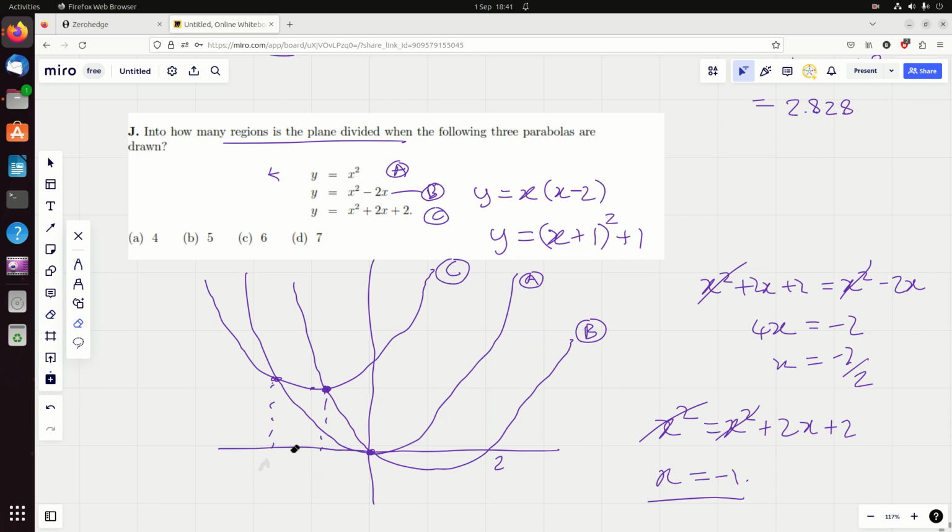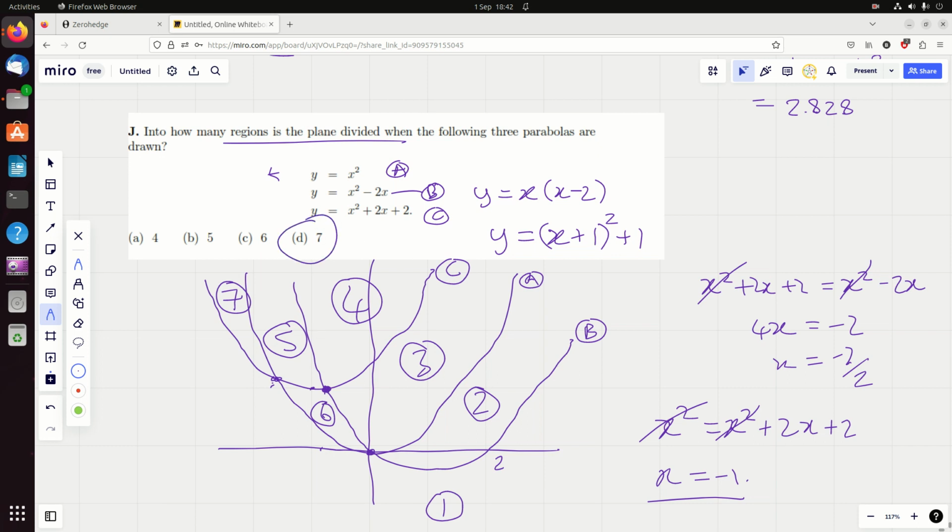Okay, right, now we just need to count the regions. Let's try and make the diagram nice and clear for this. So, careful counting. We've got 1, 2, yeah, because these curves go on forever. 3, that's all of that bit. 4, 5, this is all of 1, remember. 6, 7, and I don't think there's any I've missed, and so the answer is D, 7. And that's it. That's these ones done.